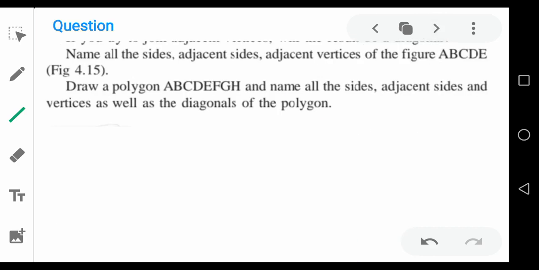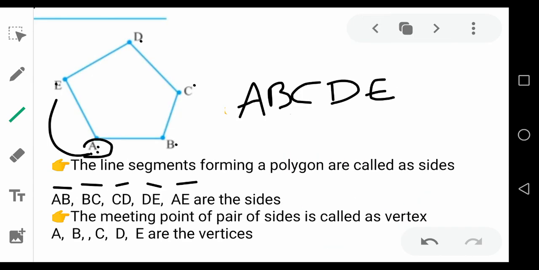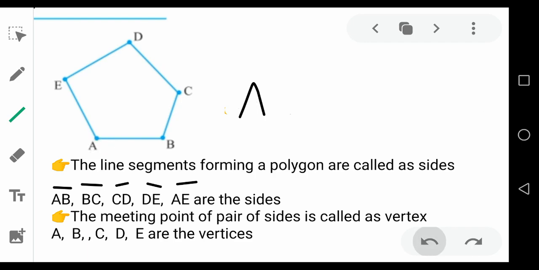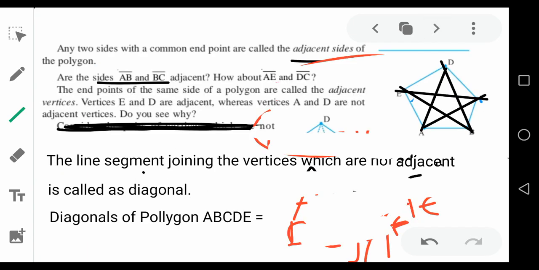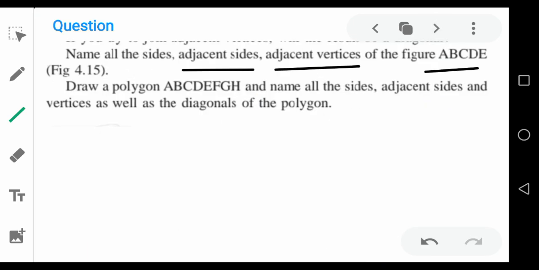Now what you have to do is name all the sides, adjacent vertices of the figure A, B, C, D, E. That is figure 4.15. That is this figure, this is called A, B, C, D, E. In this figure you have to find sides, vertices, adjacent sides. Then what else you have to find? Yes, these four you have to find. Sides, adjacent vertices of the figure A, B, C, D. You have to name the side.